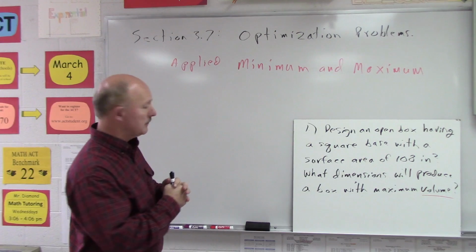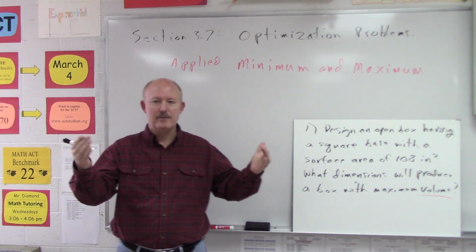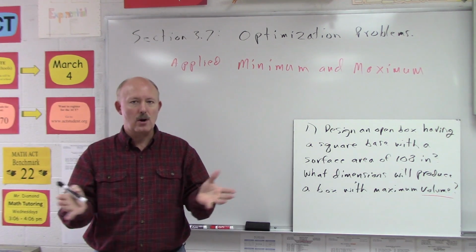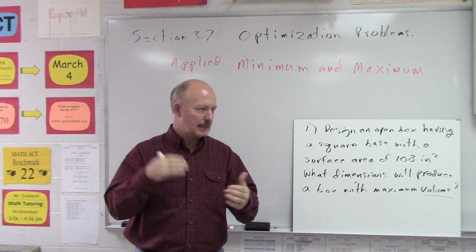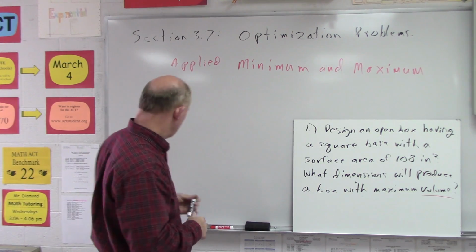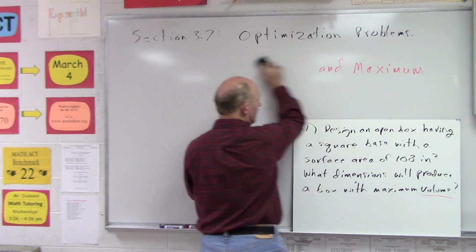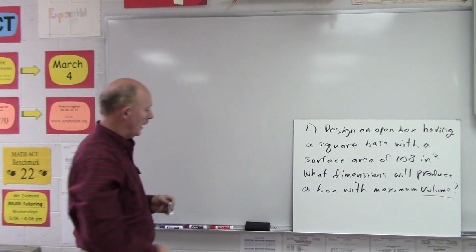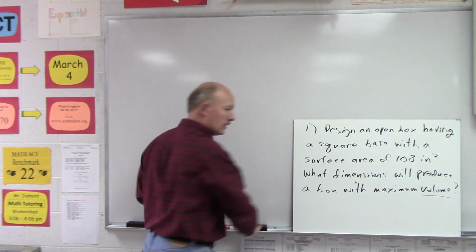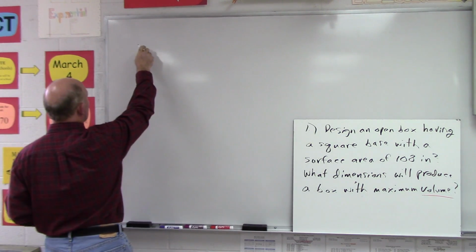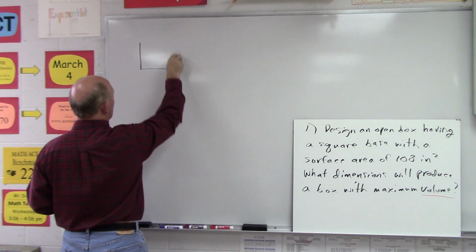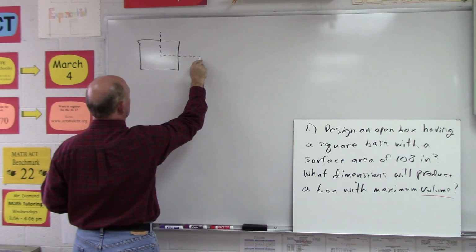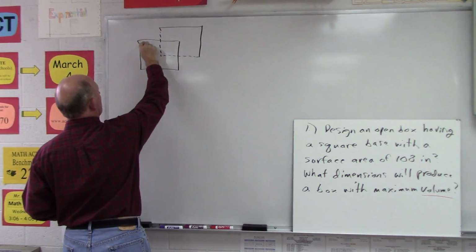To get it started, the first step in any type of applied problem like this, a reading problem, if you don't have a diagram already, is to start off with a diagram. It gives you an idea of exactly what you're looking at. So let's do a little sketch here first. We're talking about a box. It will look like a rectangular solid with a square base, open at the top.